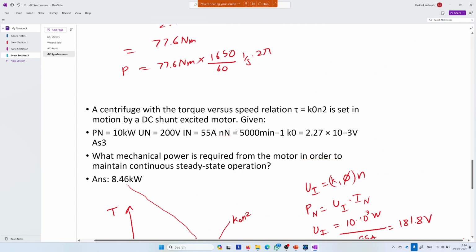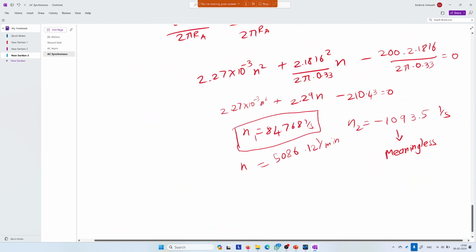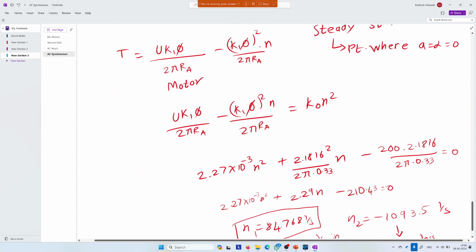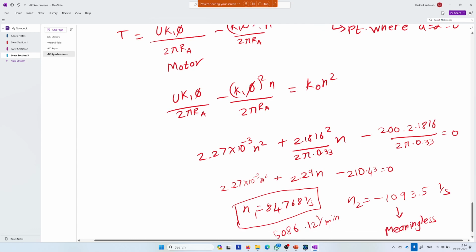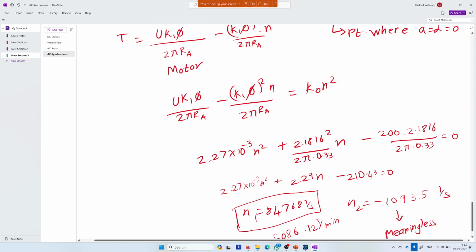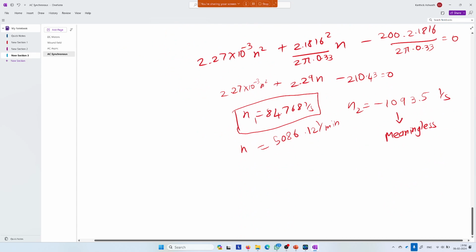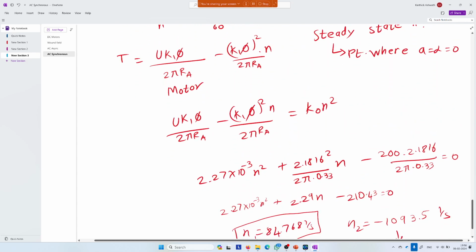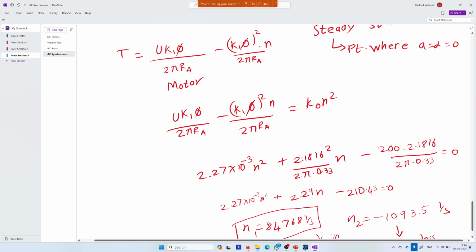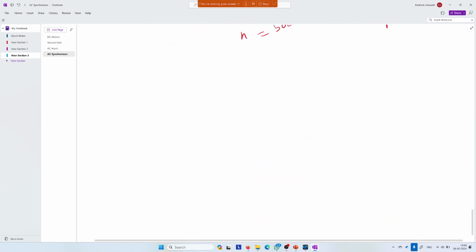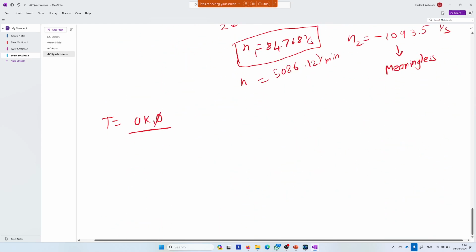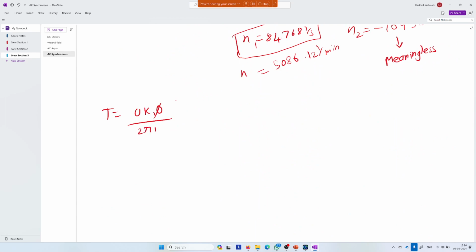Yes, now you can calculate torque. Now we have the RPM. It's just a matter of substituting in the equation. So this equation, if you substitute, you will get torque. The hard or confusing part is actually equating these two and finding the steady state RPM. And once you have this, you can substitute back in the equation. Now we should definitely match.